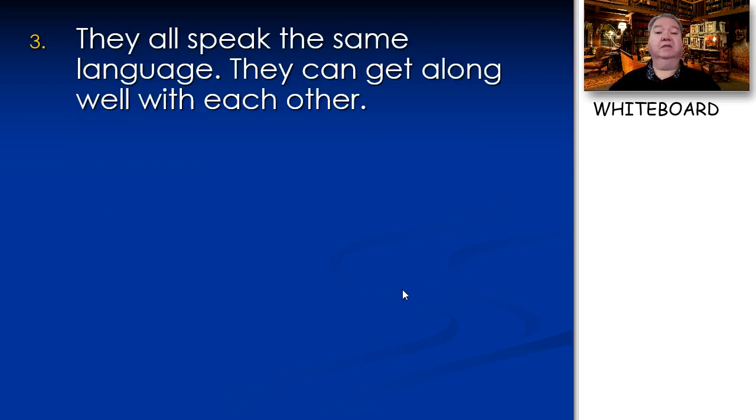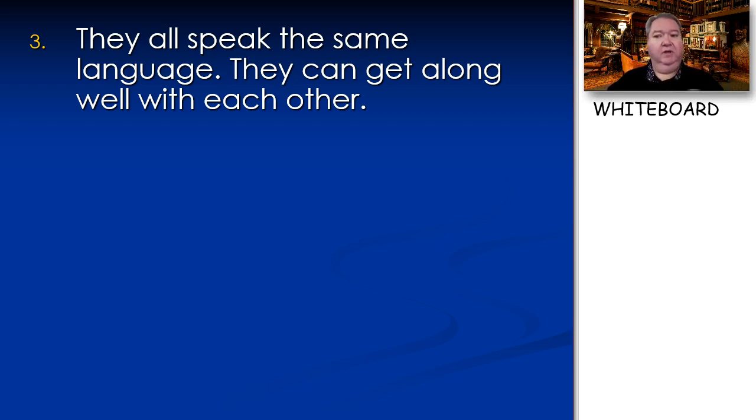Number 3, they all speak the same language. They can get along well with each other. So, and they all speak the same language, and they can get along well with each other? Maybe. They all speak the same language, so they can get along well with each other. That sounds a little better. They all speak the same language, but they get along well with each other? That's sort of the opposite to the previous one.